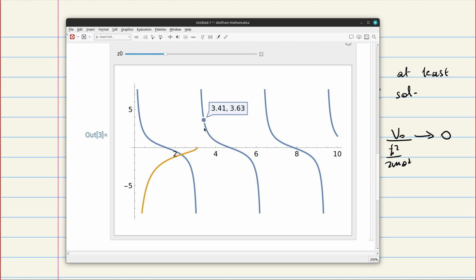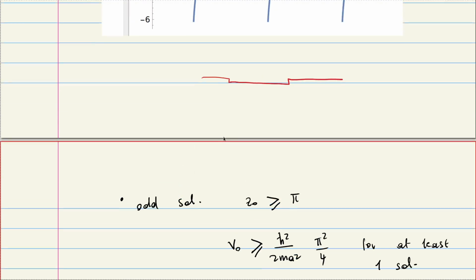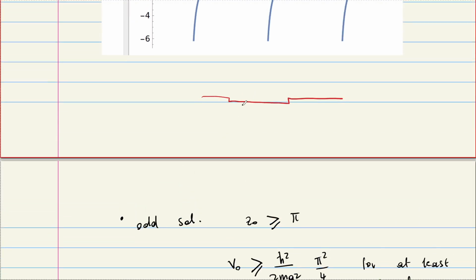And sketching this, like tangent and cotangent, takes a little bit of thinking. Don't worry about it. But this thing you can remember: no matter how shallow your well is, there's always a bound state. That's the important result we should remember.